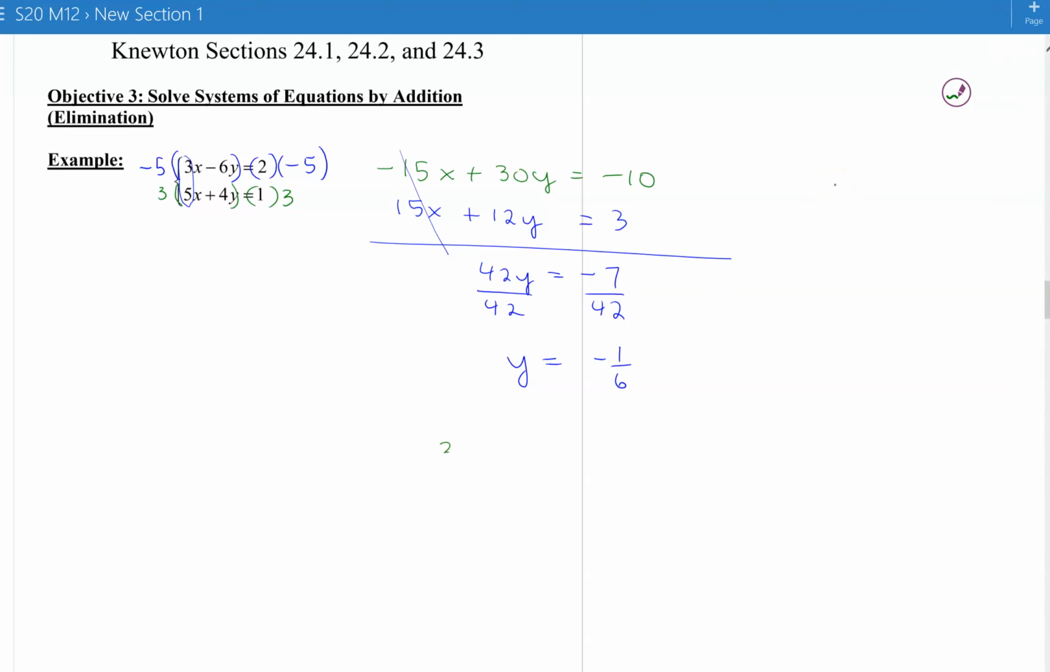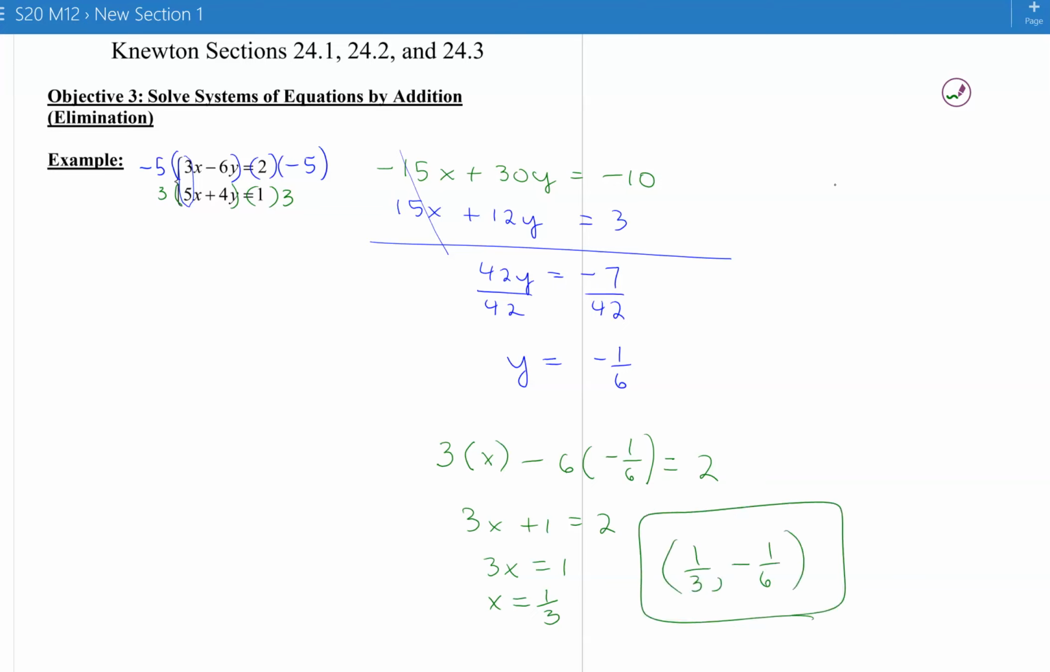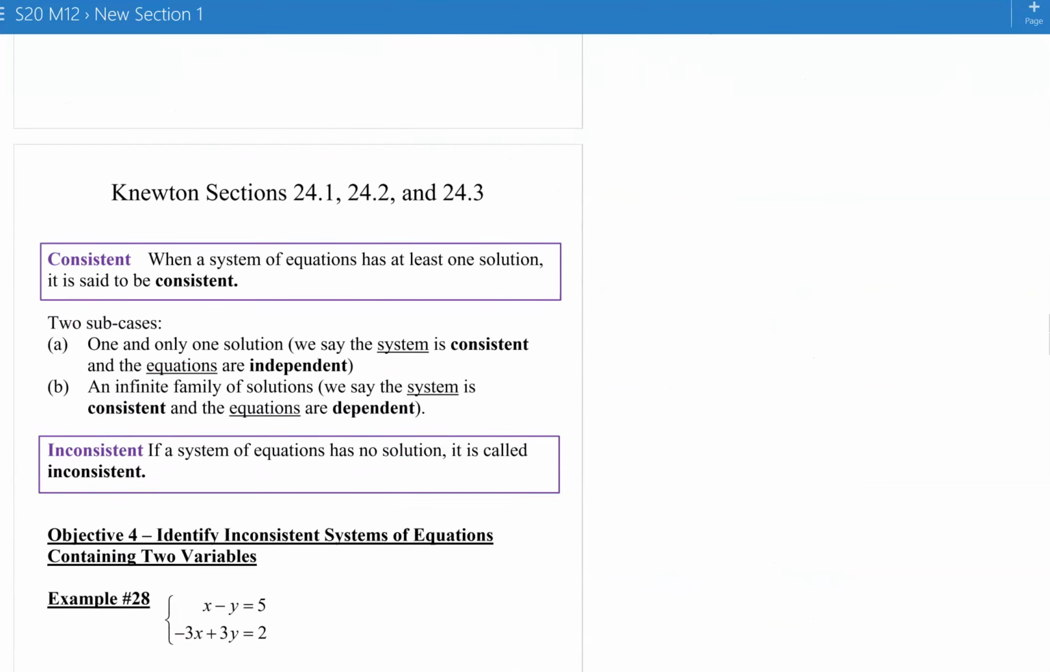And then I can solve for x using either of the other two equations, because this solution has to make both equations true. So I have 3x plus 1 equals 2, 3x equals 1, and x equals 1/3. So (1/3, -1/6) is our solution, and you can check and make sure that it works in both equations. So that's the addition method.